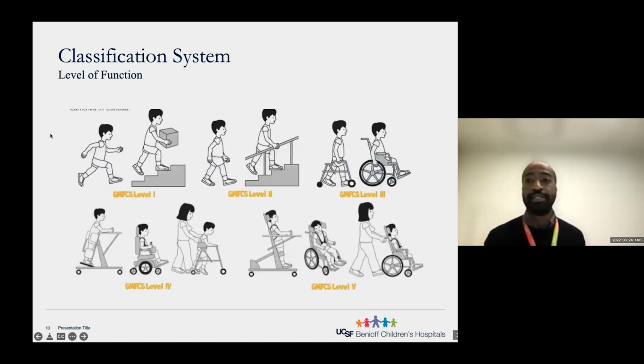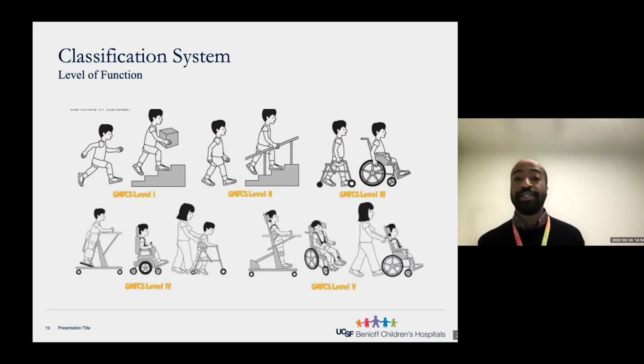And then, as Dr. Livingston spoke about as well, one very commonly used tool is the Gross Motor Function Classification System, which describes children with cerebral palsy based on their level of function, where children with GMFCS level 1 are those who are most independent, most able to do varied pace of gait, varied terrain, and to ambulate upstairs without the need of any assist.